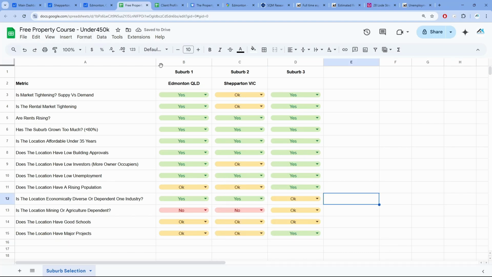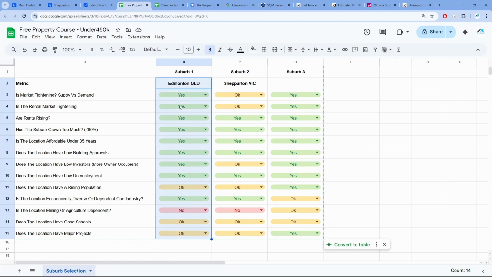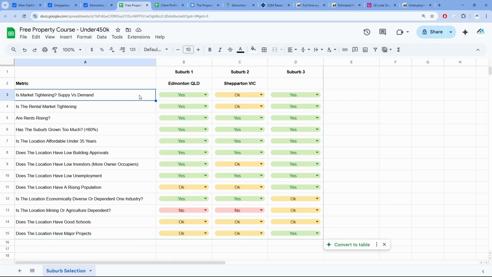So you can see out of these two, when you compare them, that Edmonton is a more favorable location for us to invest into because it has the core metrics of what drives capital growth: supply and demand, good infrastructure projects, rental demand, tight vacancy rates, and it's affordable. That is what we really are looking at. These core metrics are what we want to be looking at. And so that is how you go about selecting the right location for you.